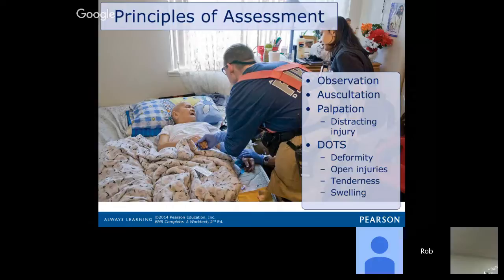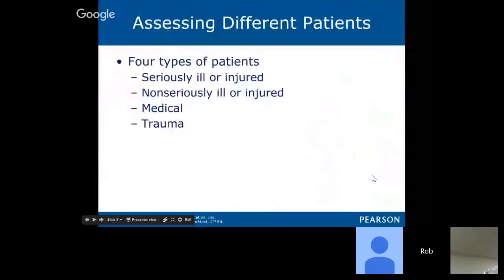So I've never heard of or used DOTS before. Deformity, open injuries, tenderness, and swelling. That's cool and all, but I don't understand its point. I don't know why they're throwing that in there. So whenever you read, if they come up with some really great reason why you should be using DOTS, let me know, okay? So I can start using DOTS. I want to be the cool kid.